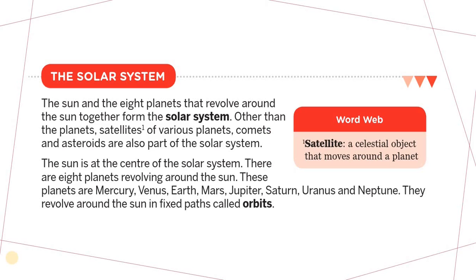So there is a very easy way to remember the sequence of planets. You have M, V, E, M, J, S, U and N. These are the first alphabets of the planets, and you can remember the sequence as: my very energetic mother just served us noodles. So this way you can remember the sequence of your planets.